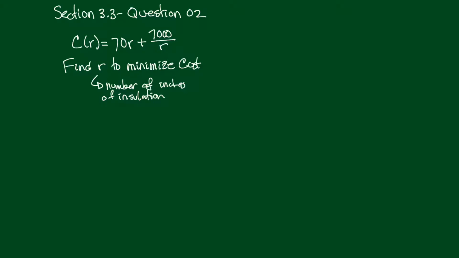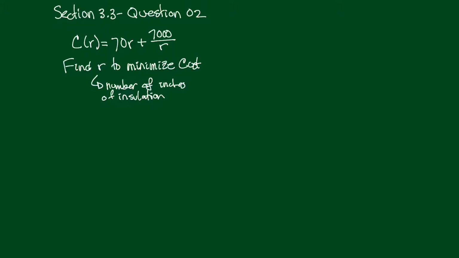In problem 2, we're given this function right here. C of r is this expression, and r is the radius of insulation in a house's attic, and C is the cost of installing that insulation. What we want to do is find the radius, the thickness of the insulation, that will minimize the cost. So we know to minimize something, we're going to take the derivative.